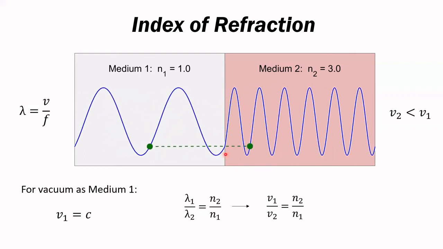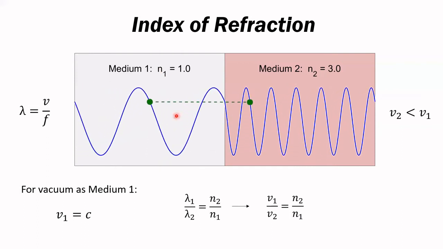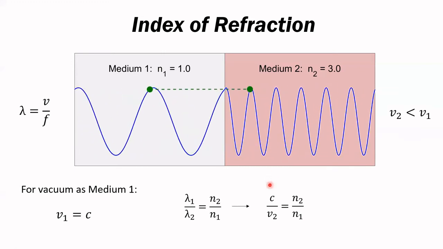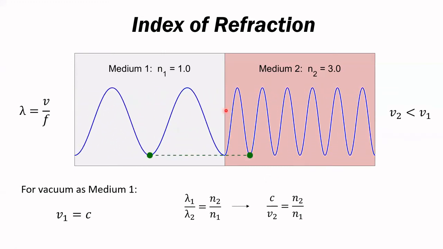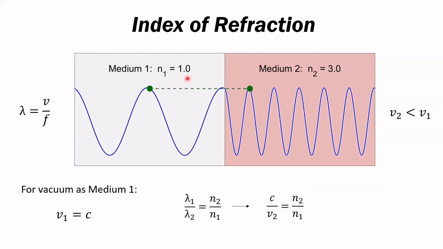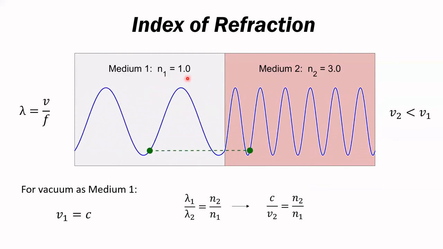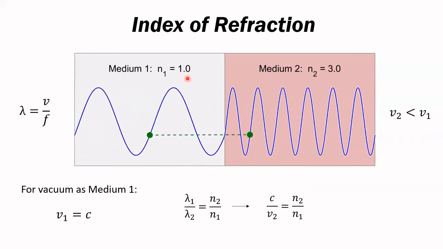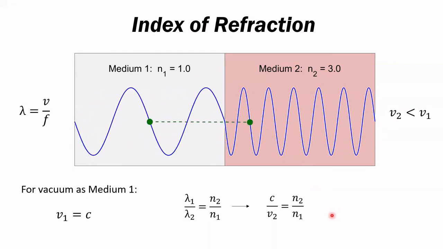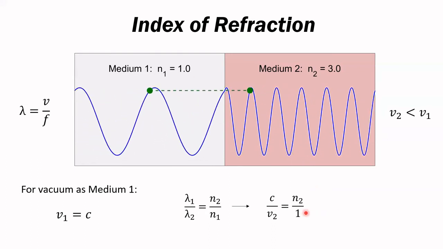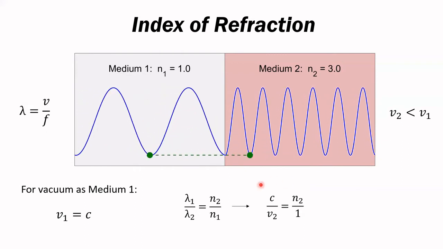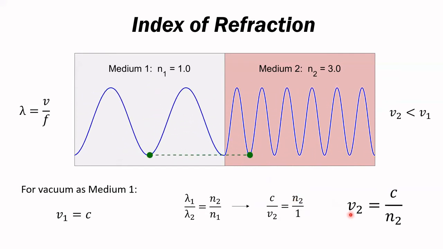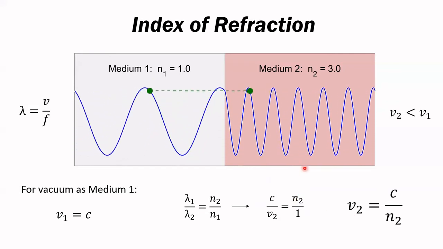What have I done here? Okay, since I'm assuming that this is vacuum over here, then this speed v1, we can really just call it c. So let me replace v1 with the symbol c. And then, since n1 happens to be 1.0, and that's by convention, we just define the index of refraction of vacuum to be 1. So down here in the denominator, I'll replace n1 with the number 1. And lastly, we're going to solve for the speed of the wave in the material.